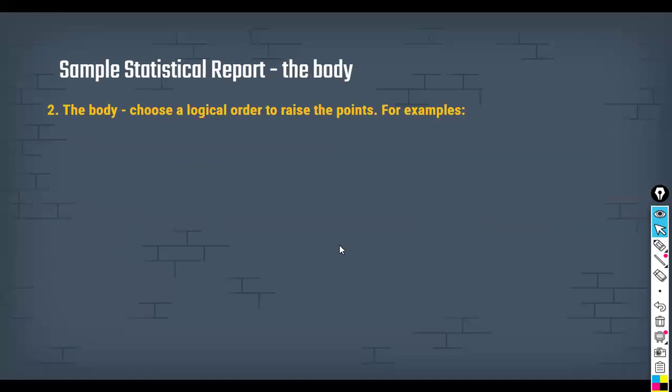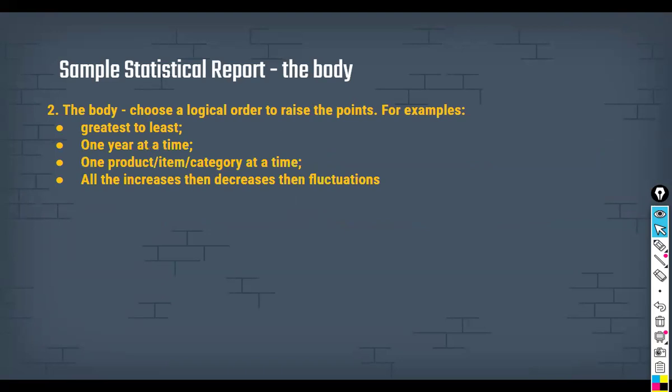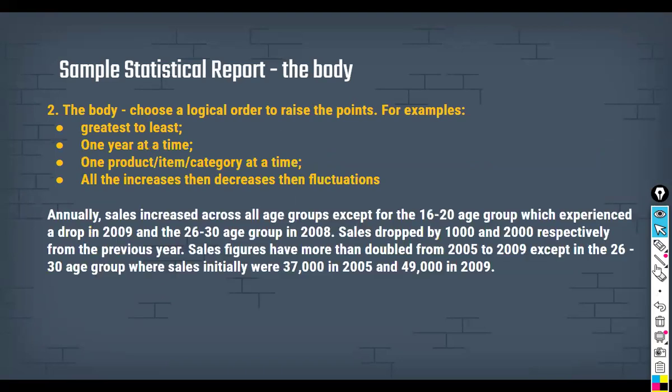All right, the body. So choose a logical order to raise the points. I give you a suggestion for one: look at all the variables. Look at a variable, rather, and trends. Summarize findings. Summarize findings is city trends, right? And then afterwards, compare and contrast.